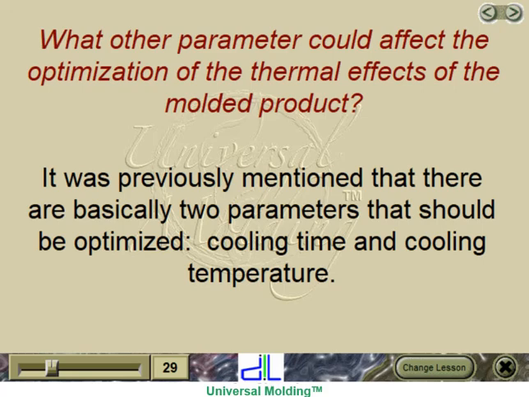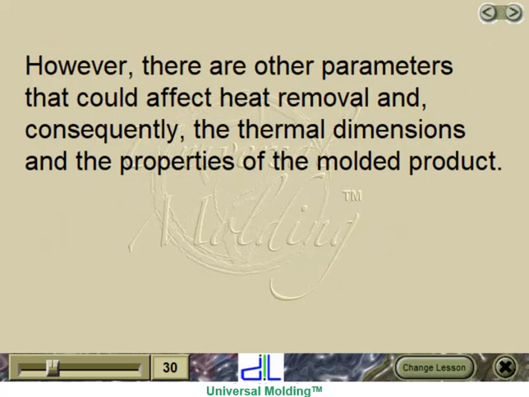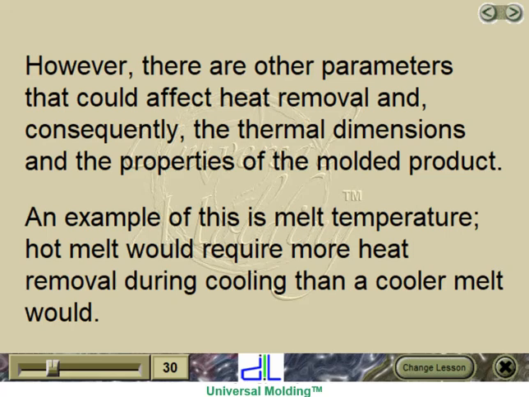It was previously mentioned that there are basically 2 parameters that should be optimized: cooling time and cooling temperature. However, there are other parameters that could affect heat removal and, consequently, the thermal dimensions and the properties of the molded product. An example of this is melt temperature. Hot melt would require more heat removal during cooling than a cooler melt would.